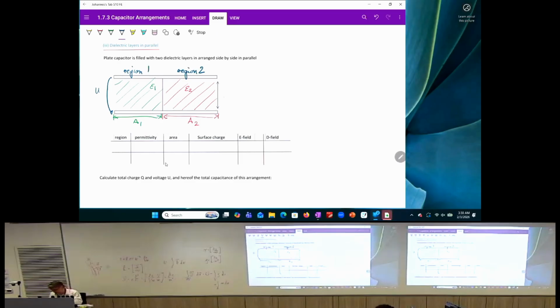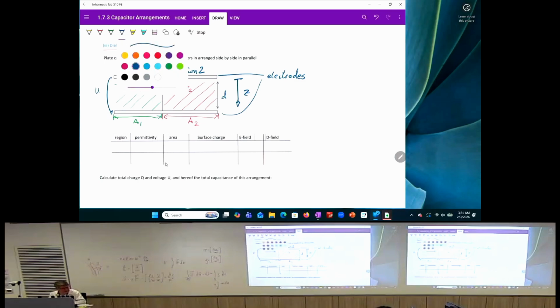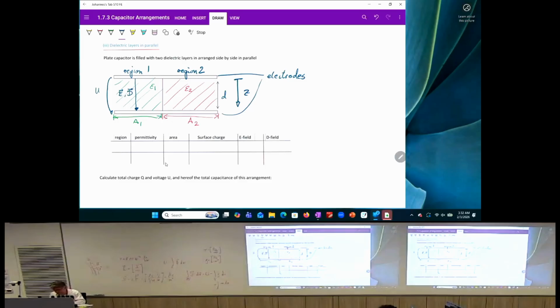The separation of these two plates is D. We are having a coordinate system where this here goes in Z direction, and these two are our electrodes. So inside we have an electric field, and we also have a displacement field, that is here the D field respectively. It's also our flux density that is oriented such that this is perpendicular.